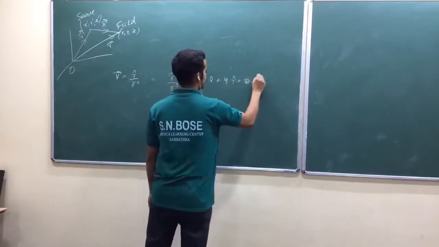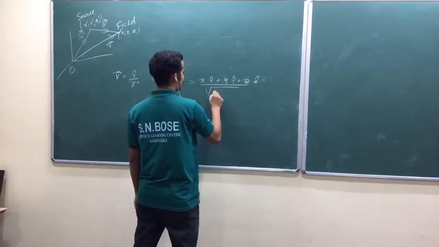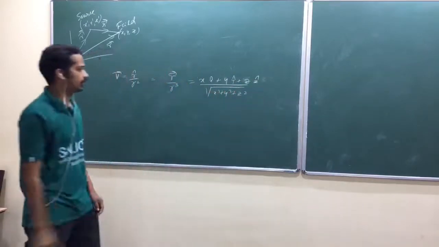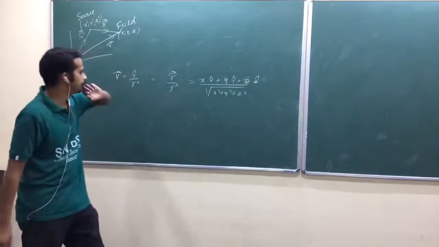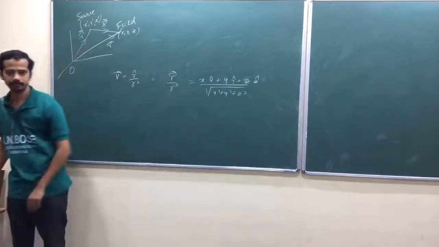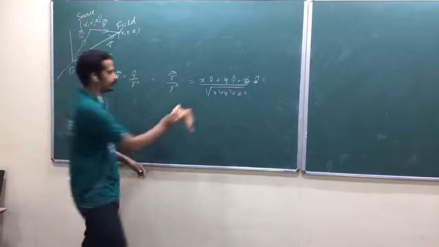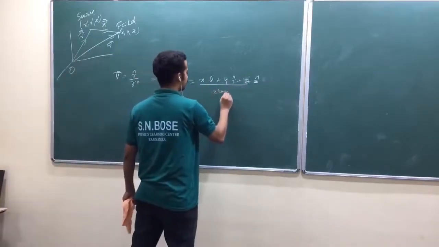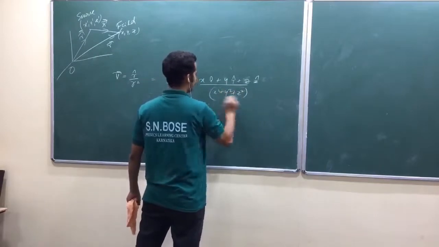Z cap, the whole divided by root of x square plus y square plus z square, raised to 3 by 2. This would be a little struggle here. X square plus y square plus z square raised to 3 by 2.